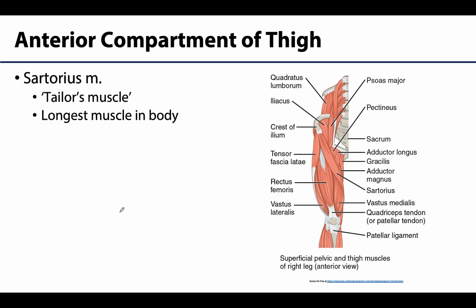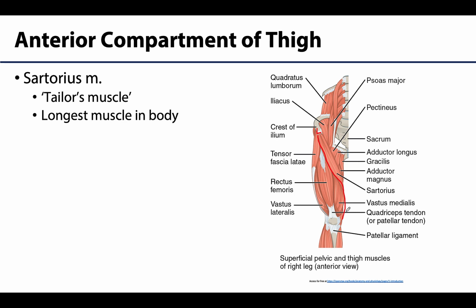Another muscle that's not nearly as powerful, but is fairly prominent in terms of visibility, is the sartorius muscle, which is often referred to as the tailor's muscle, and we'll talk about why in a moment. This is the longest muscle in the body. It begins proximally on the more lateral portion, the anterior superior iliac spine region of the ilium, and it extends all the way medially to the tibia. So it not only crosses the hip joint, but it also crosses the knee joint.